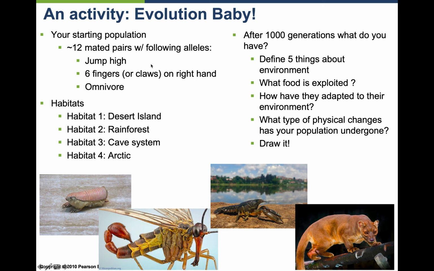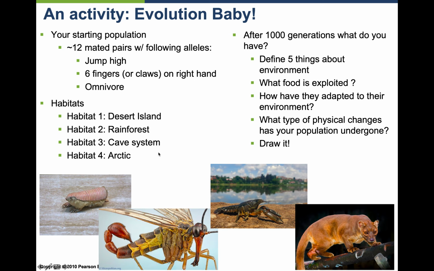Before we do that, I want you to try an activity where you can apply just your current knowledge of how evolution works. I'm going to give you a scenario. You have a starting population of 12 mating pairs and they have the following alleles. These are genes that make them jump high, have six fingers or claws on the right hand, and be omnivores. Okay, remember what omnivores are? All right. So I want you to take this population and think about in your mind what would happen if this population lived in the desert, the rainforest, a cave, or the Arctic, okay?